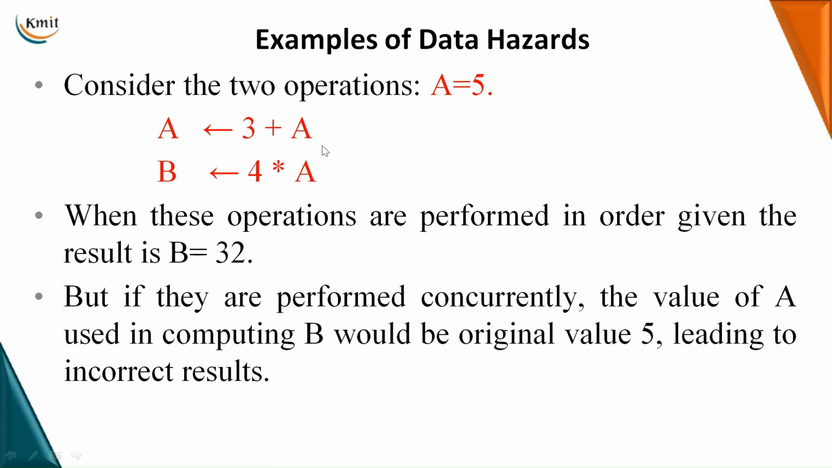Remember, whenever we execute instructions in the pipeline, we have to ensure that the output of a sequential execution must be equal to the output of a parallel execution. If you execute these instructions one after another, the result of B is 32. But if in the pipeline I2 is executed before I1, you will get an incorrect result of 20. So when executing instructions in a pipeline, we have to ensure that the result of the sequential execution equals the result of the pipelined execution.